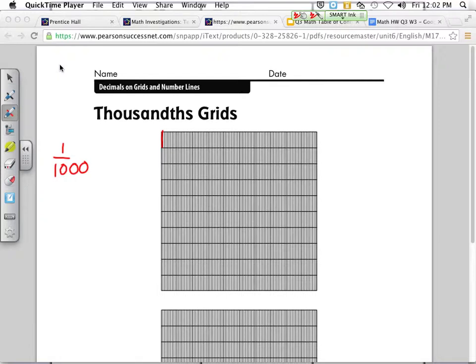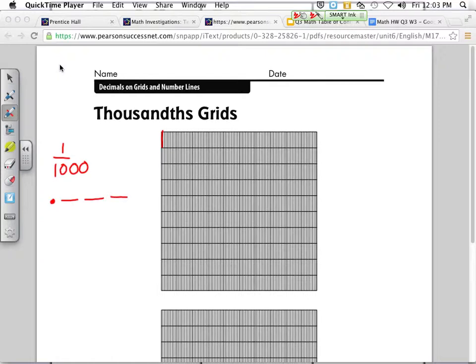Megan? 3. Here's the tenths. Here's the hundredths. Here's the thousandths. So, to write 1,000th as a decimal, what do we need to do? How many places do you go past the decimal? 3. So I'm going to draw 3 lines.